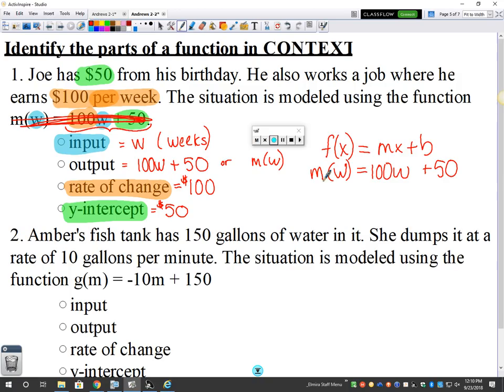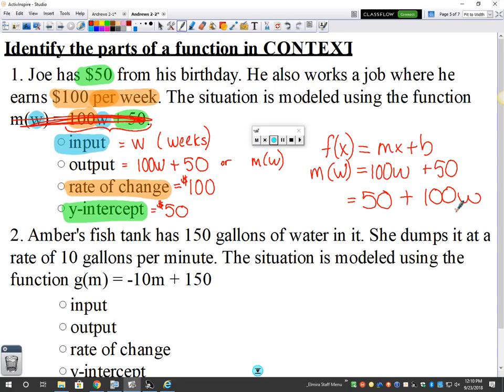Now, some of you may question, well, if he started off with $50 and then added $100 per week, is it okay to write that backwards? Well, sure it is. The commutative property of mathematics allows us to change the order, just like if I had 1 plus 2 equals 3 and 2 plus 1 equals 3. It allows me to do that.